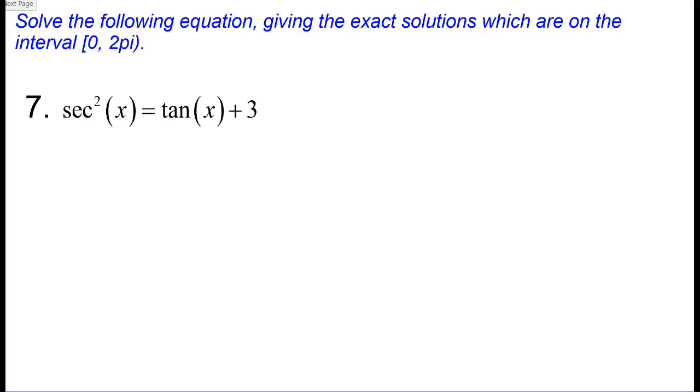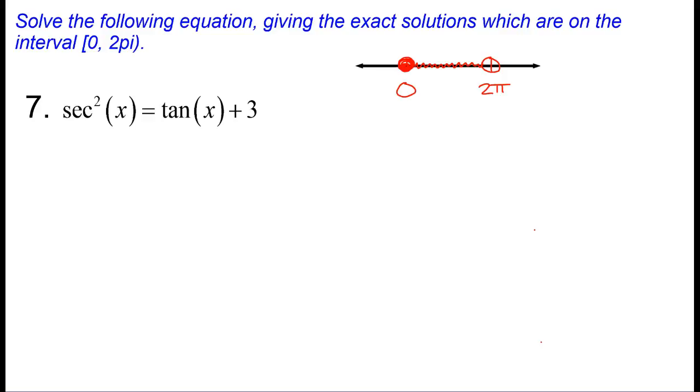Okay, example 7 here, we have the equation secant squared of x equals tan x plus 3. We have the same instructions as our previous example. We need to find all the solutions which lie on the interval from 0 to less than 2 pi. Anything from 0 to 2 pi, not including 2 pi, but including 0.